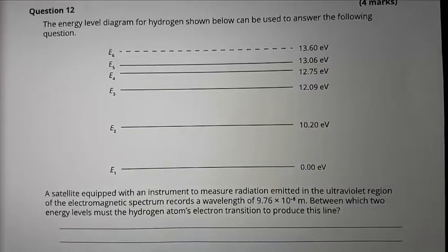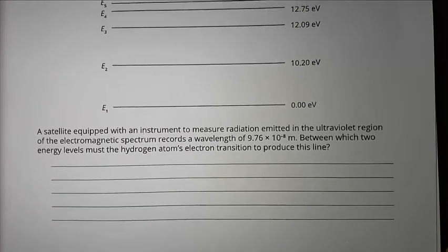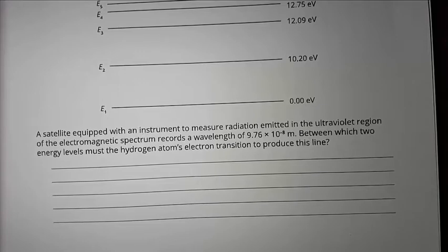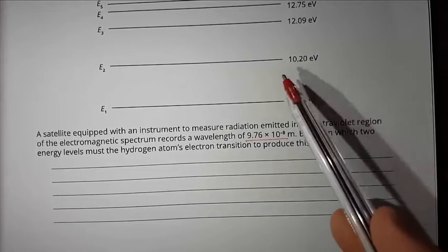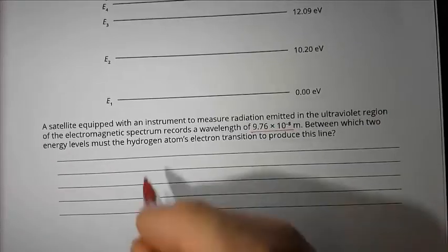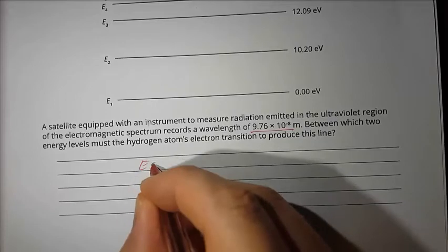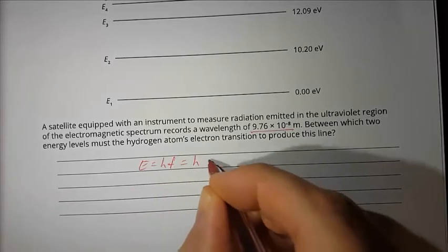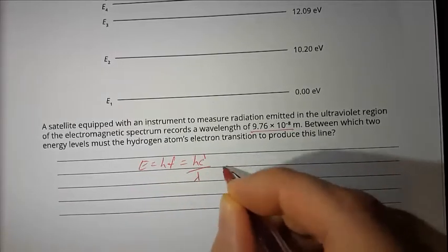Alright, so we've got an energy diagram for hydrogen, but we'll get to that later. What it's asking here is that a satellite is measuring radiation with the wavelength of this, and then it's asking between which of these energy levels does that correspond to. So it's pretty straightforward. You work out how much energy you have first, right? So you have E equals hf, so you've got hc on lambda.